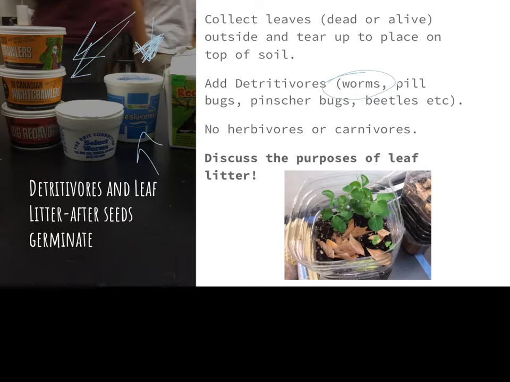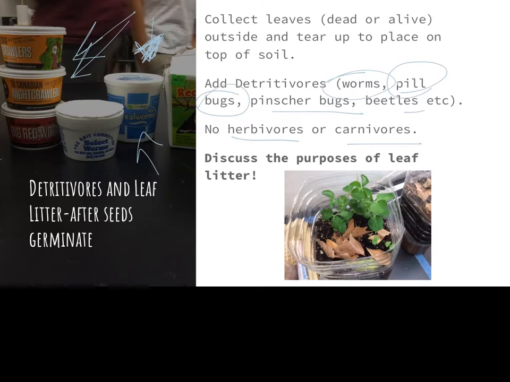I think it's beetle larva, I'm not totally sure about that. And so those are fine too. I tell them to look under rocks for pill bugs or roly polies, for pincher bugs, for beetles. Those are all great. What you don't want is herbivores or carnivores. Sometimes students will bring in a beautiful caterpillar, and then the next day they are devastated because the caterpillar has eaten all their plants.